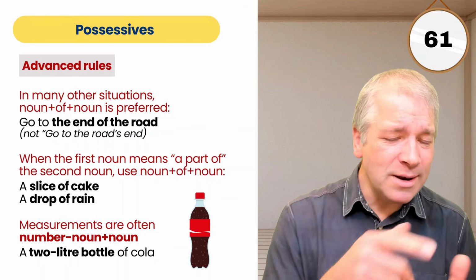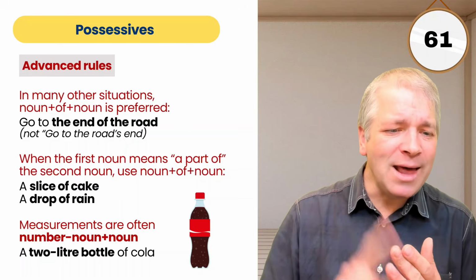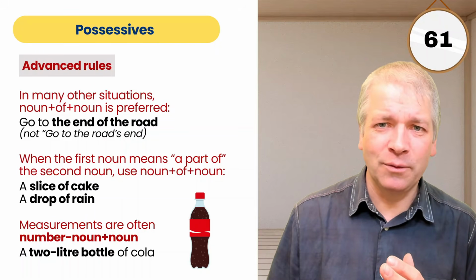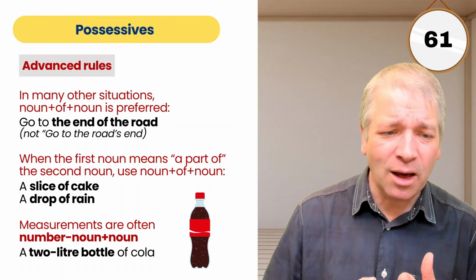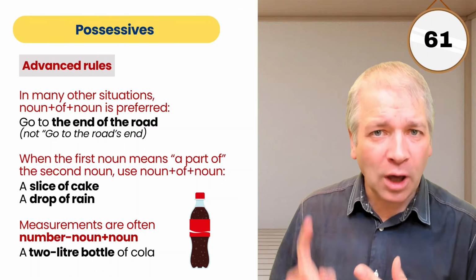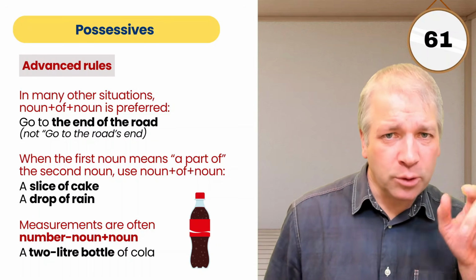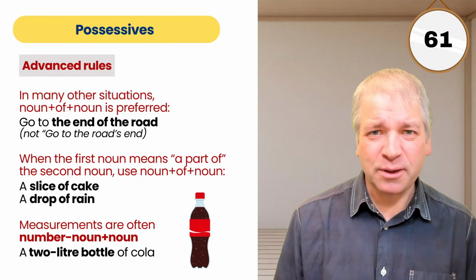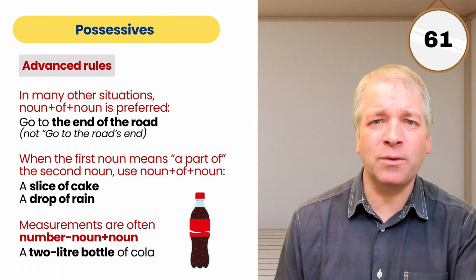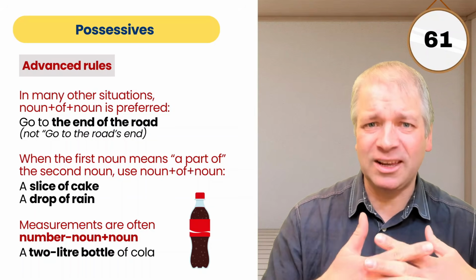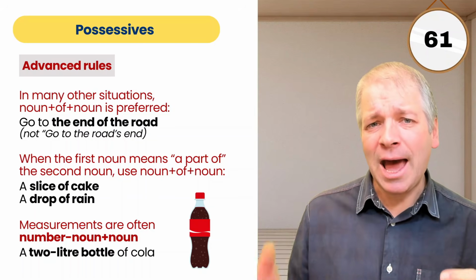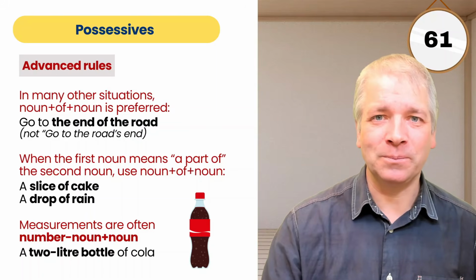Measurements are often number, hyphen, noun, and then noun. For instance, a 2-litre bottle of cola. So 2 litre tells us the measurement. So we have the amount of the measurement, the type of the measurement, joined together with a hyphen. And then the noun is the thing that's being measured.